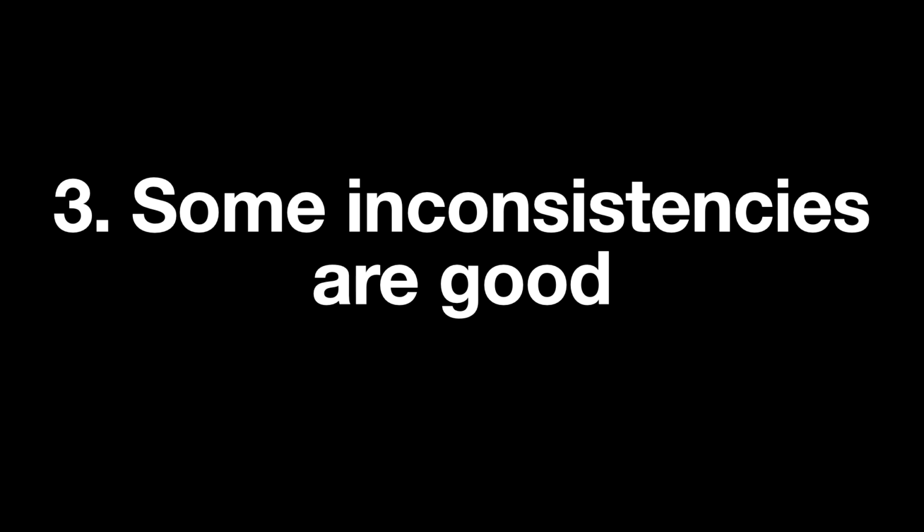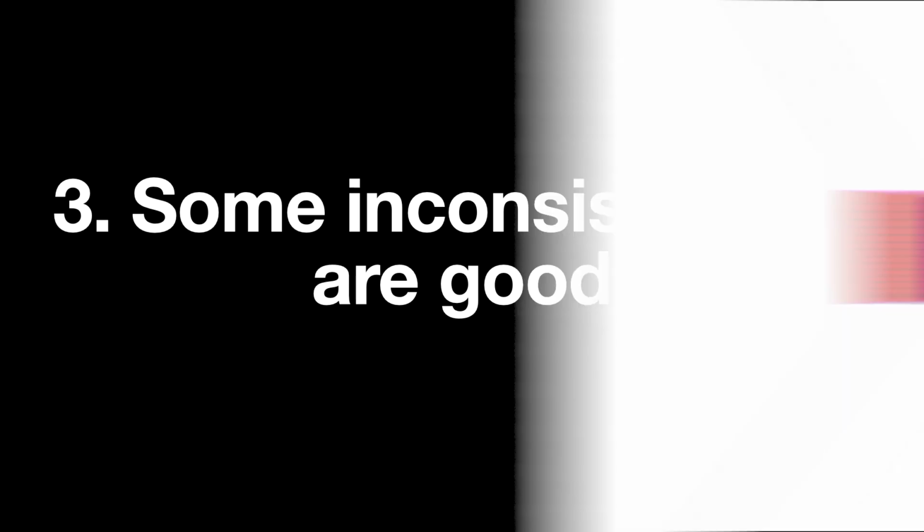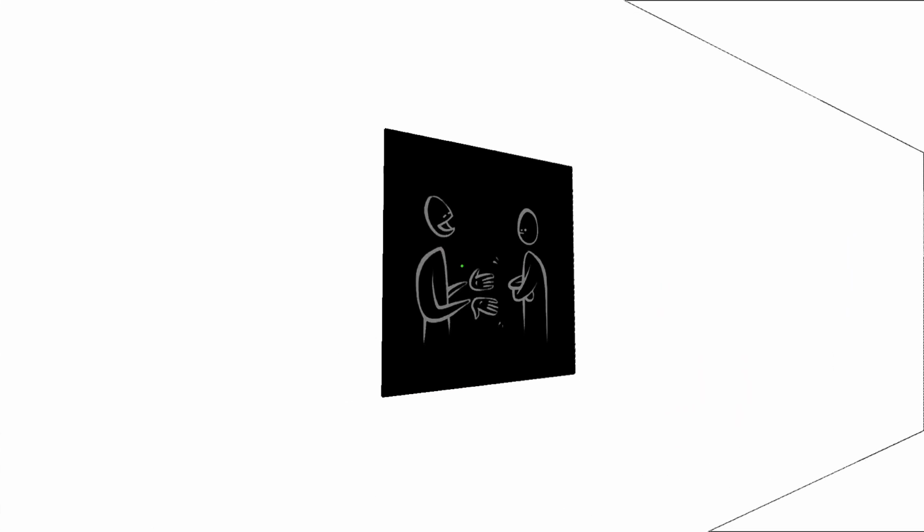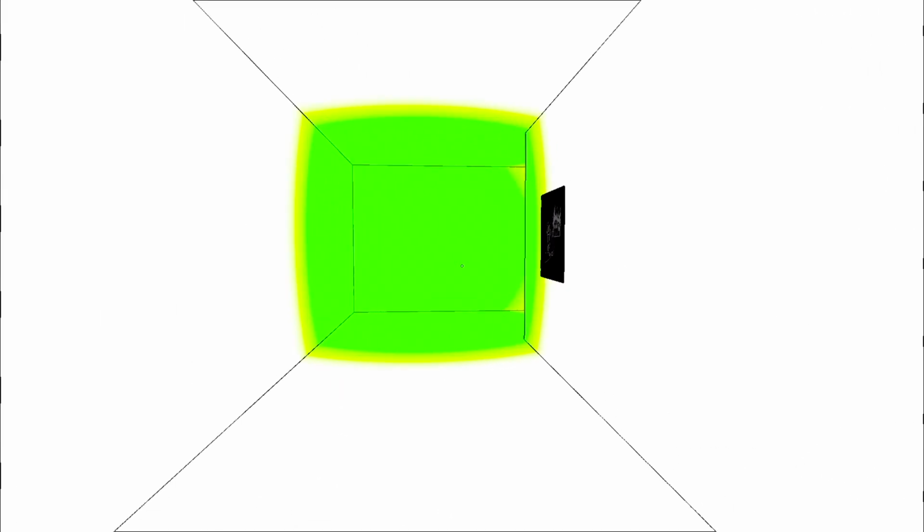Third, some inconsistencies are actually key to game experiences. For example, Antichamber intentionally breaks pre-established conventions and expectations about Euclidean space. This departure is the game's central conceit. You cannot help but think in Euclidean terms, and the game's non-Euclidean nature is the central challenge that you have to face.